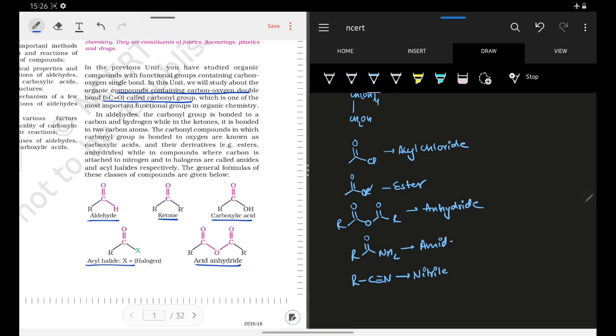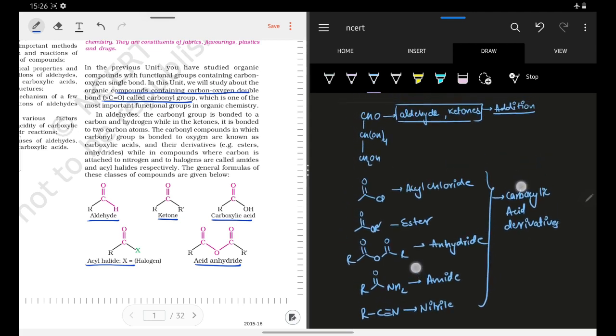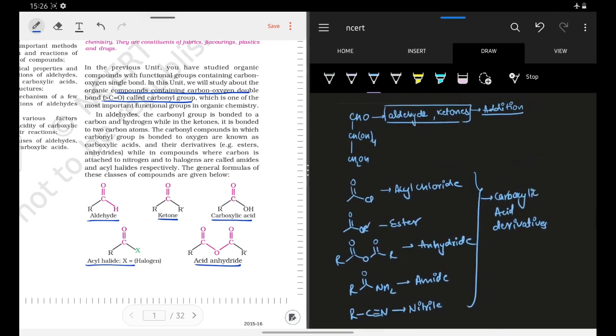All of these are known as carboxylic acid derivatives, or we can say that these are derived from your carboxylic acid. How they can be derived from carboxylic acid, I will tell you further, but for the time being, you must remember that aldehydes and ketones are chemically somewhat different as compared to your carboxylic acid derivatives.